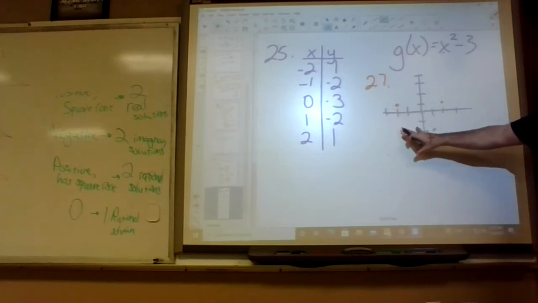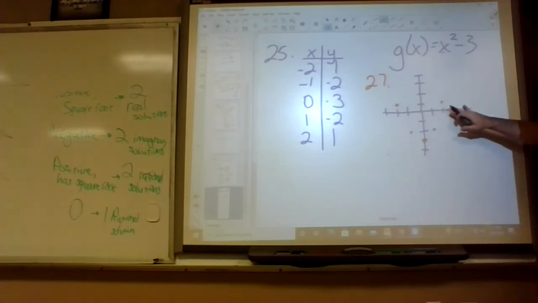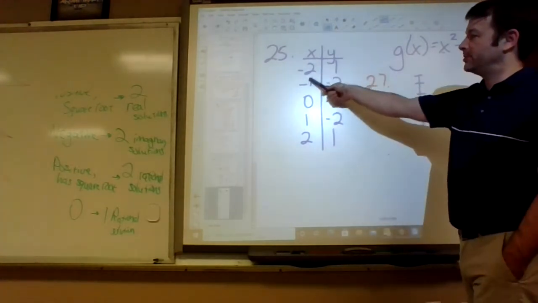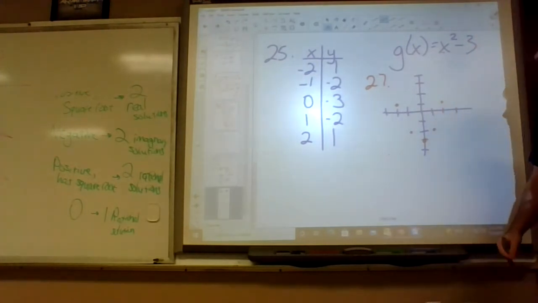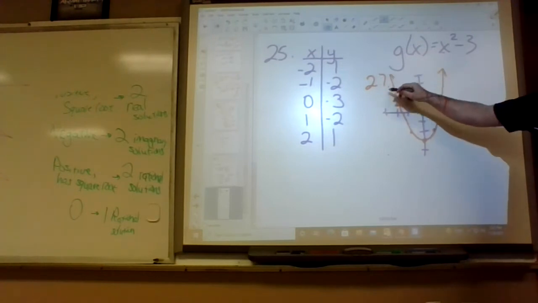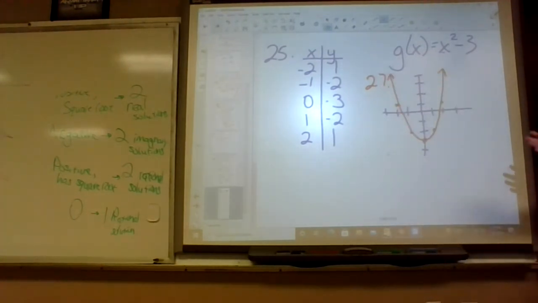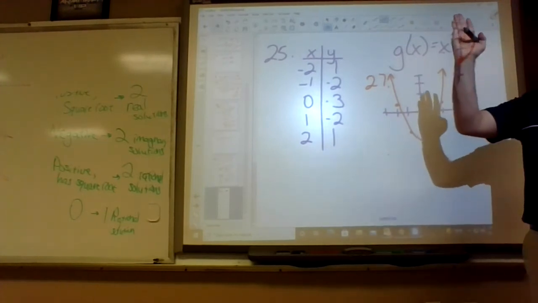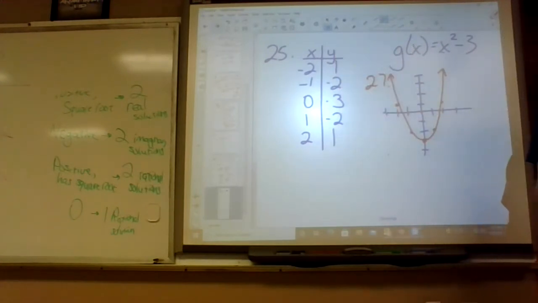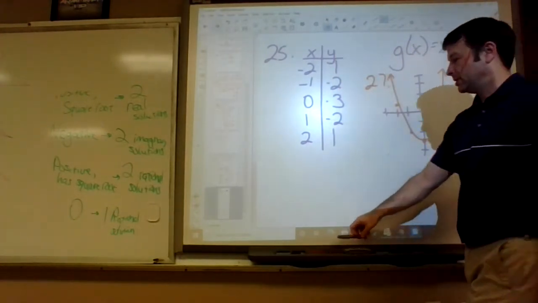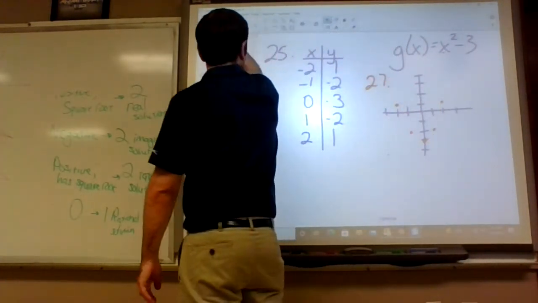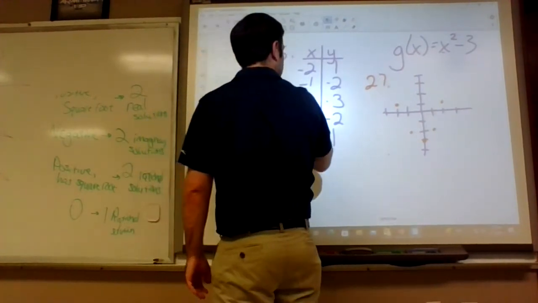Should we fill in the line on this? No, because the domain, they told us to use this domain. If we were to fill in the lines though, here's what it would look like. Not a V, it's more like a U, but it's kind of weird because it gets steeper and steeper, but it never goes straight up. You only connect the dots if the domain is unlimited. But this one had a limited domain.